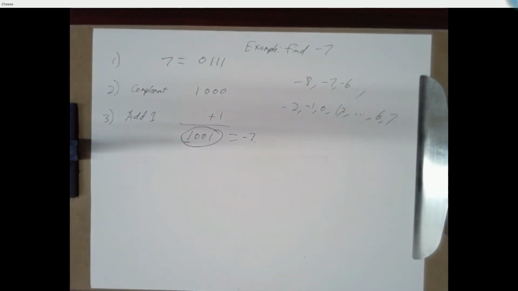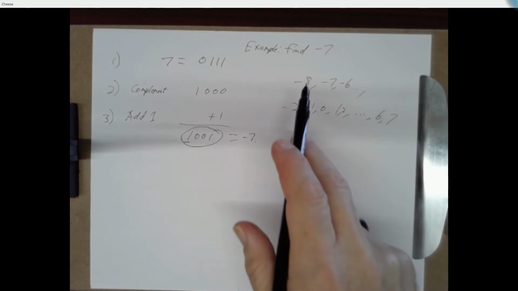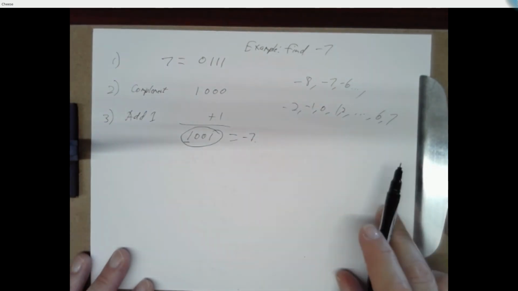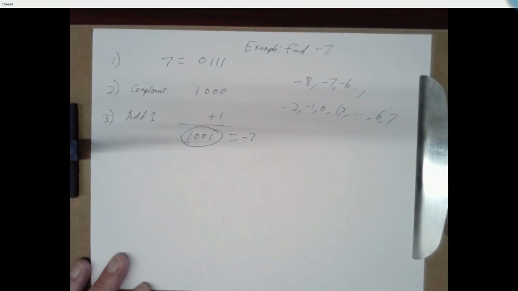All the way up to +7. But we're basically shifting our range of integers. There's still 16 different integers we can represent, but they start at -8 and go to +7, instead of starting at 0 and going to 15.